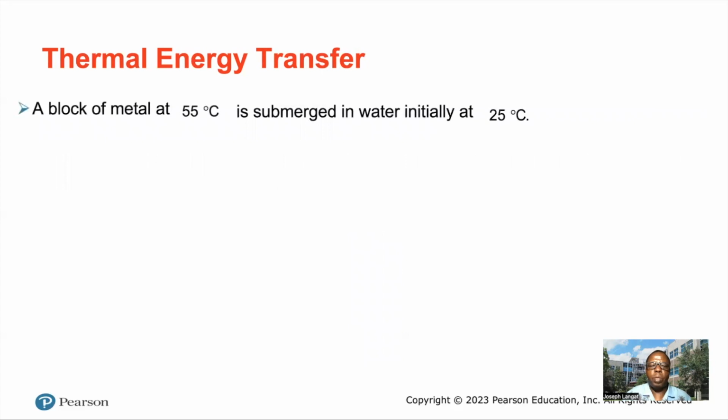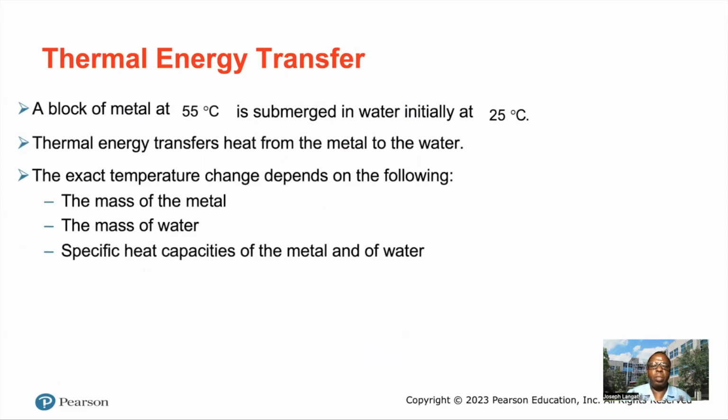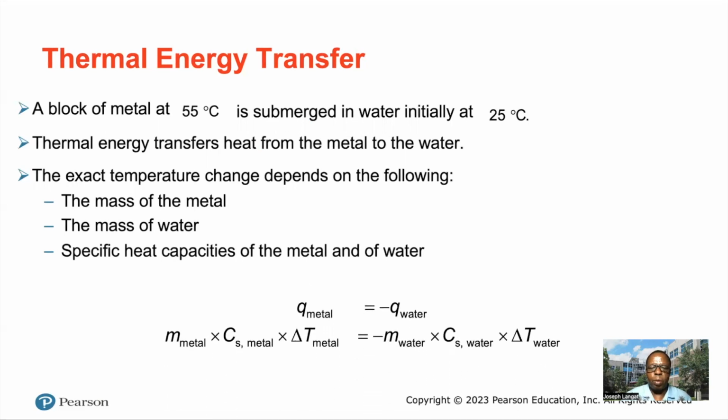For example, a plug of metal at 55 degrees is submerged in water at initially 25. We can calculate the amount of thermal energy gained or lost. The exact temperature change depends on the mass of the metal, the mass of H2O, and the specific heat capacities of the metal and H2O. So if you are to determine the thermal energy transfer from metal to H2O, this is the equation you will need.